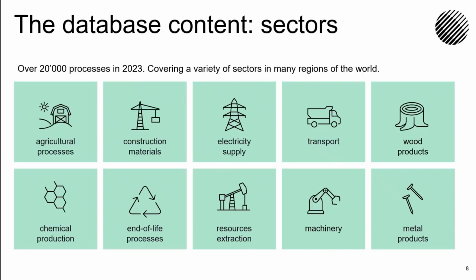Here's an overview of the main sectors for which data is available in the ecoinvent database. As of version 3.10, the database contains over 20,000 datasets that model different steps of the supply chains of products and services in the sectors depicted here.